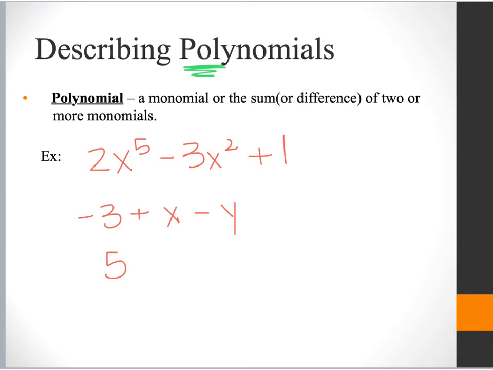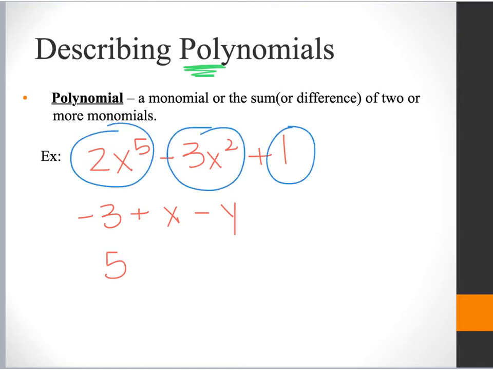And when we talk about terms, we might as well do that right now too. Terms are all like the pieces. So here I have a term. This right here is a term, and this is a term. So this first example up here has 3 terms, just like my second example down here has 3 terms. This number 5 is only 1 term.